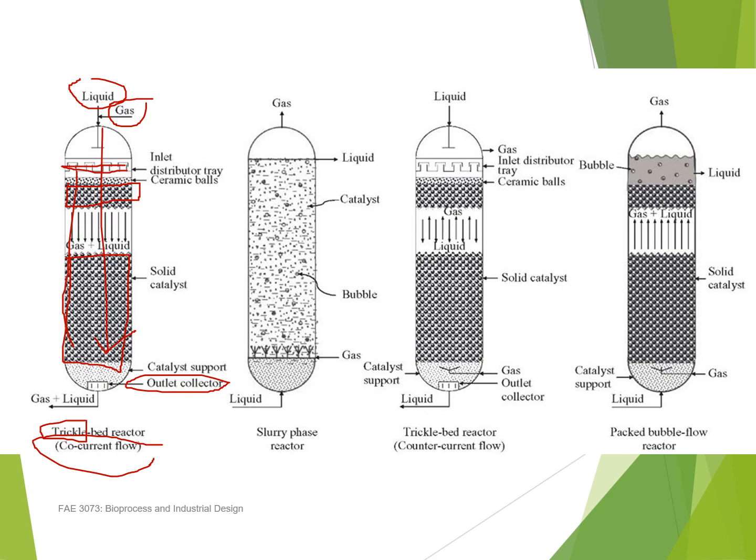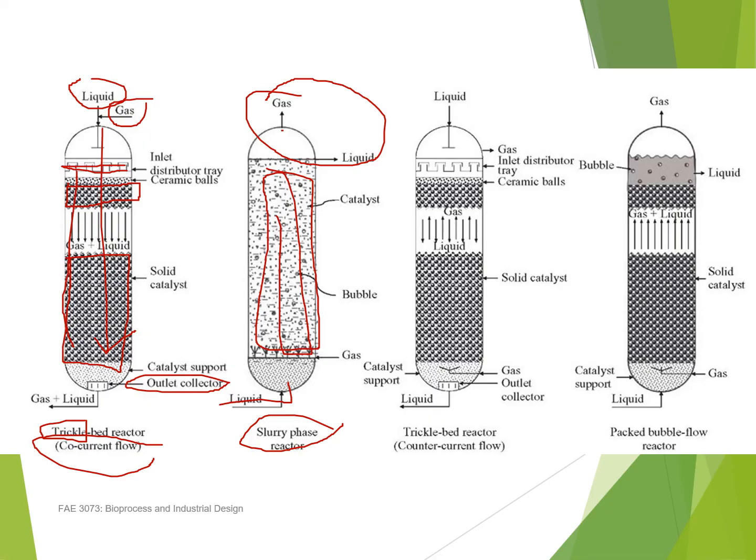Okay. Second one is the slurry phase reactor. The liquid comes from the bottom. The gas will also come from the bottom. And then you will collect the result, your product, here at the top. So your catalyst actually moves freely inside.